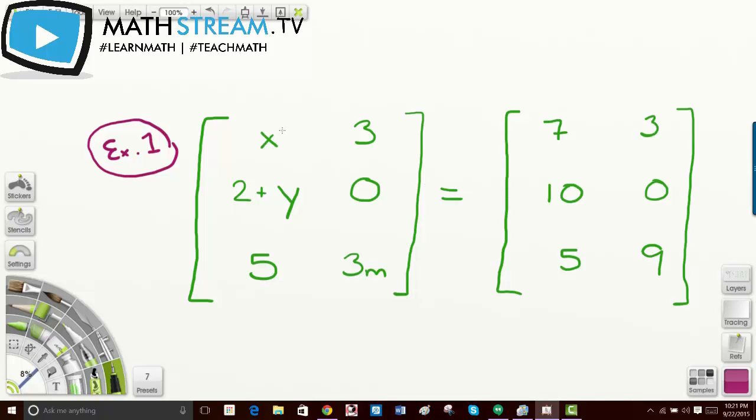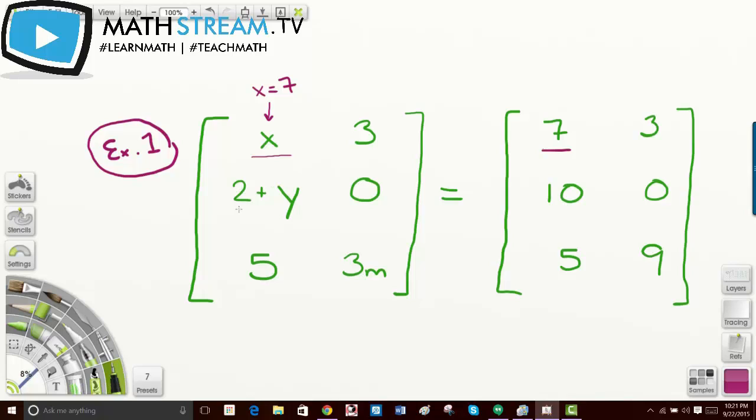So starting with the most simple one, in position 1, 1, we have x and we have 7. So when I ask the question, what does x have to equal? The answer is 7, because that's the only way to make element 1, 1 of the first matrix equal to element 1, 1 of the second matrix. All right, carrying on, trying not to overcomplicate what is fairly straightforward.